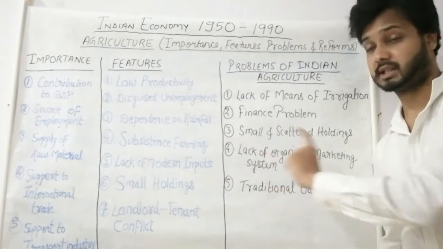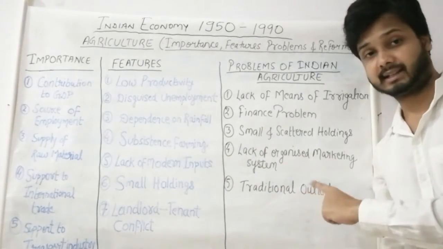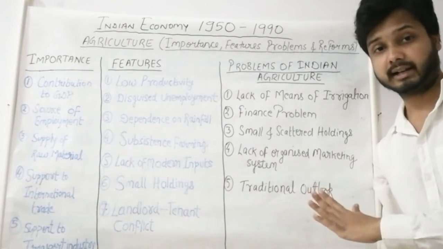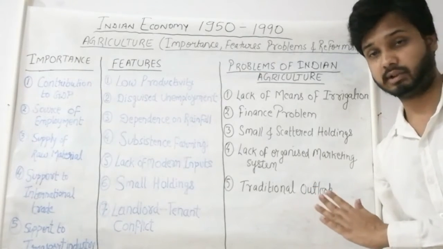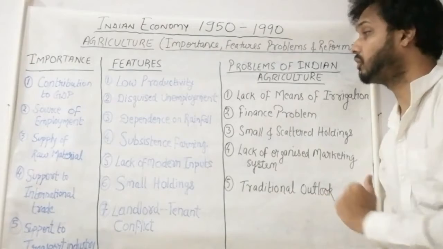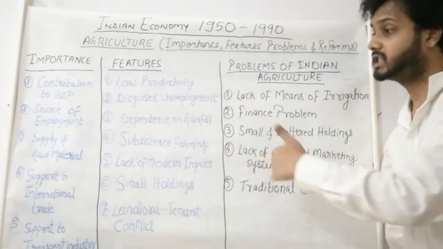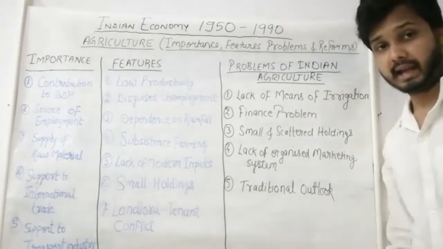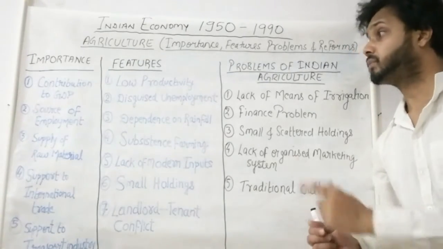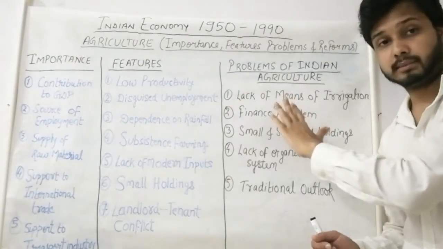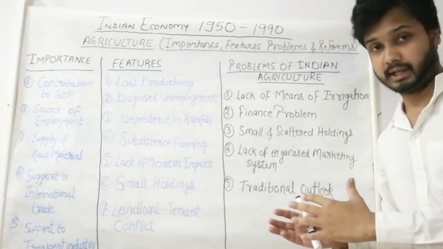They were doing subsistence farming, and the techniques they applied were traditional. No modern techniques were applied. So these were the problems related to Indian agriculture, which led to this feature of our agriculture. Now we will see what reforms were made to resolve these problems.